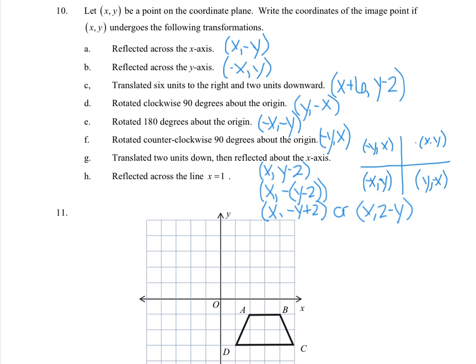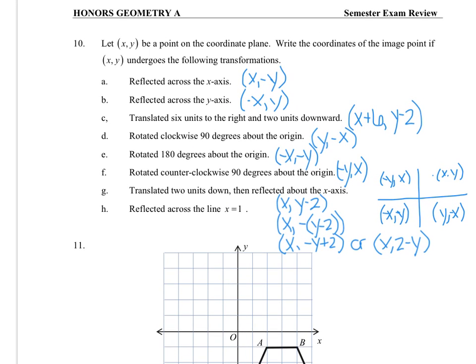Finally, we're going to reflect across the line x equals 1. To answer a problem like this, I like to visualize what's going on because I think that helps you understand the problem better and therefore be able to replicate it with any type of problem, not just the line x equals 1. So if I have a graph, I'm going to reflect it across the line x equals 1. So let's say we have a point over here, and the point is xy.